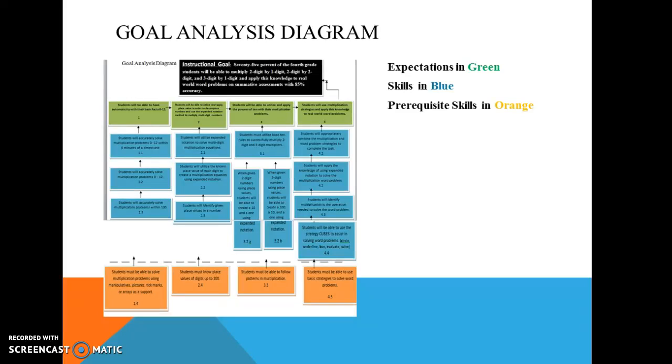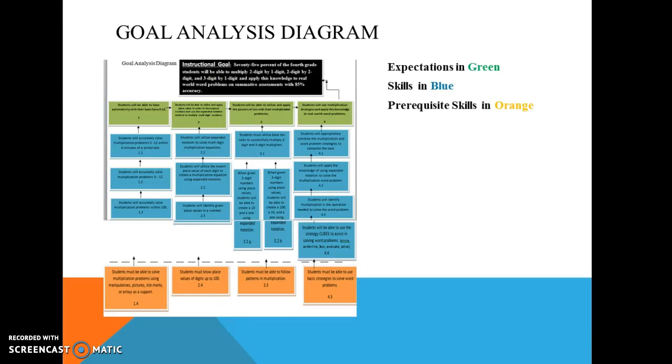Here is the goal analysis diagram. It's very small, so I'll explain it to you better. The prerequisite skills are in orange, and those are the ones that we talked about as the must-haves that they've learned in previous grades. And then the skills are in blue, and then the expectations I have in green. The first expectation I have, our students will be able to have automaticity with their basic facts 0 through 12. And then there are ways and strategies that we use to get to that.